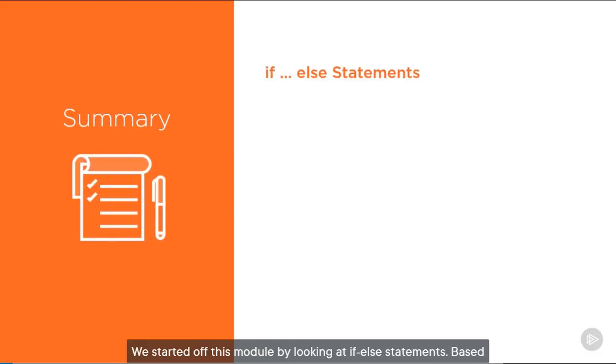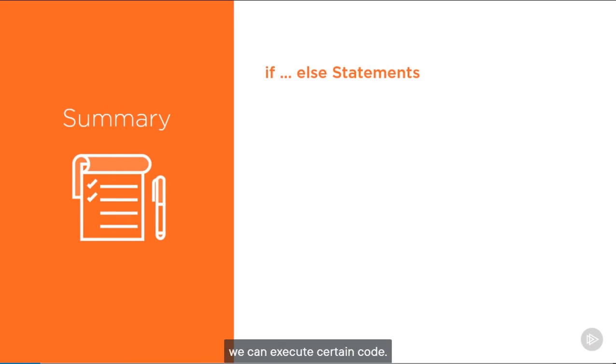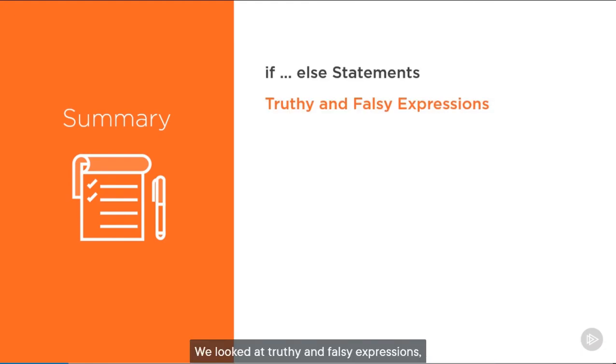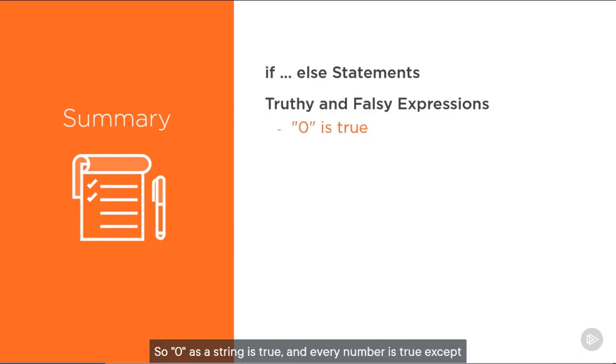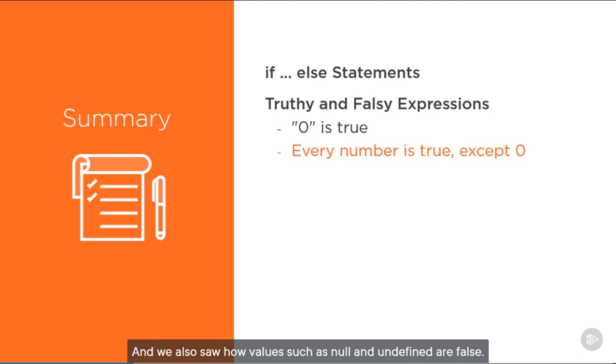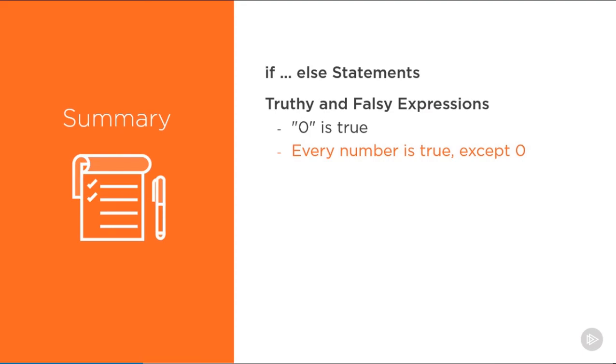We started off this module by looking at if-else statements. Based upon a condition which evaluates to true or false, we can execute certain code. And in the else clause, we can execute code if the condition is false. We looked at truthy and falsy expressions, and we saw how certain variable values evaluate to true and other ones evaluate to false. So 0 as a string is true, and every number is true except for the number 0 without the quotes. And we also saw how values such as null and undefined are false.